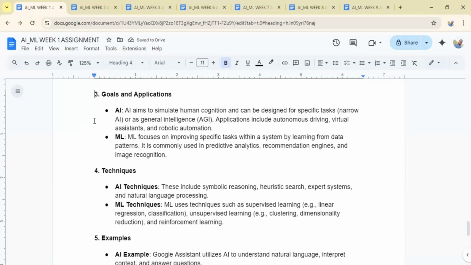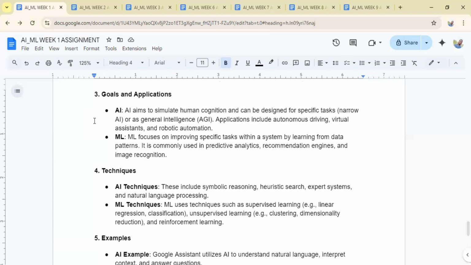So in terms of goals and application, AI aims to simulate human cognition and can be designed for specific tasks or as general intelligence. Applications include autonomous driving, virtual assistance, robotic automation, etc. Machine learning focuses on improving specific tasks within a system by learning from data patterns. It is commonly used in predictive analysis, recommendation engines, image recognition, etc.